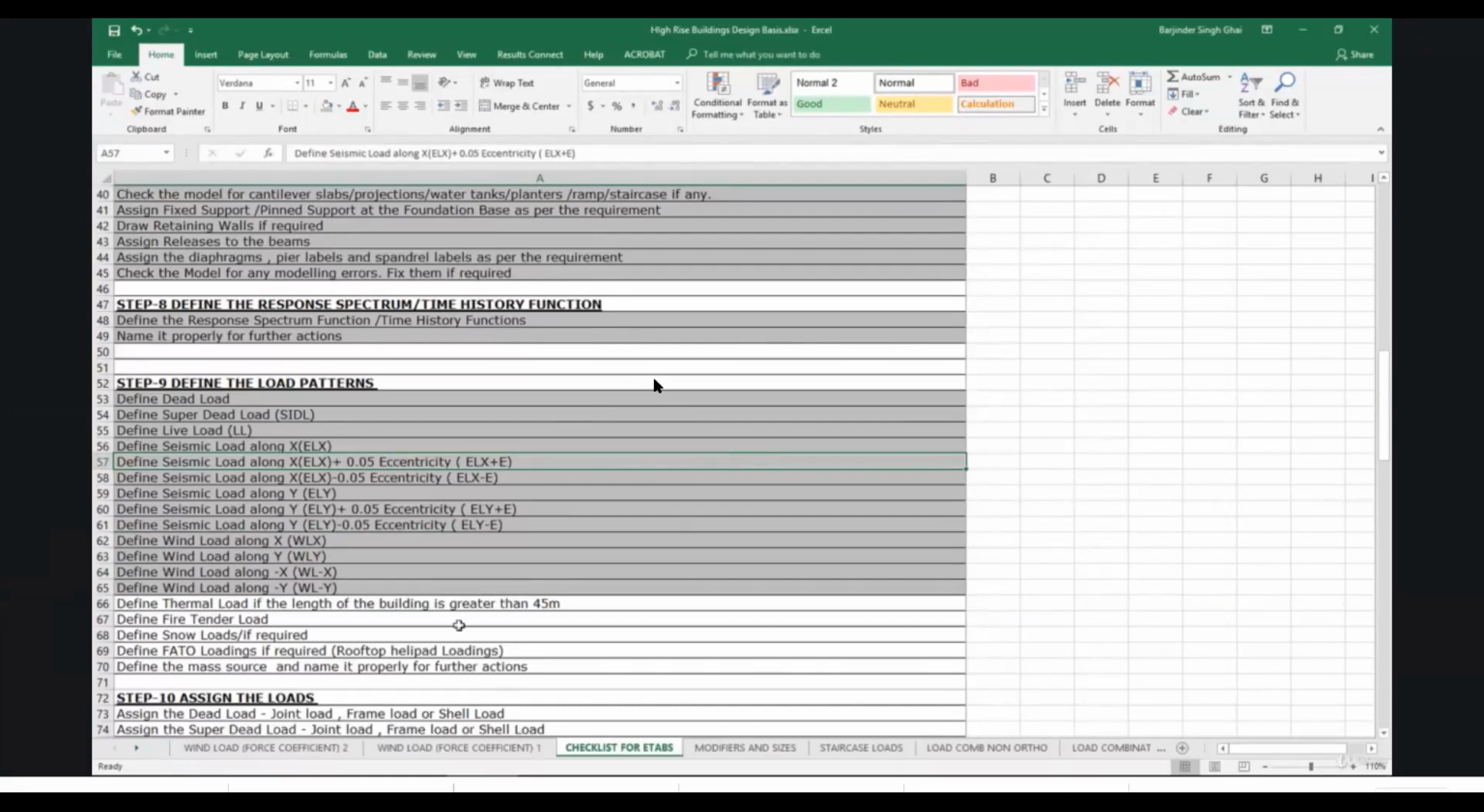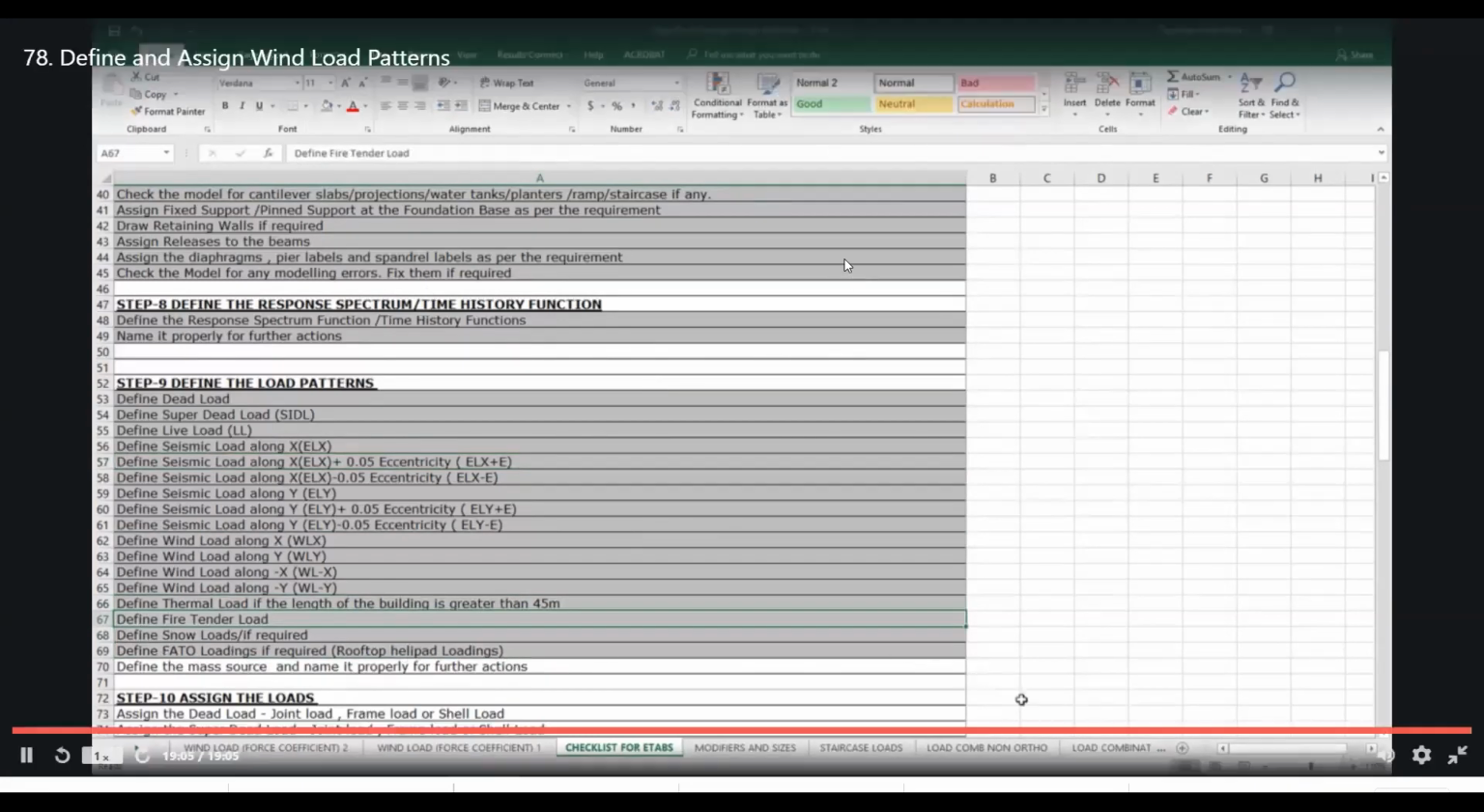After that, thermal load does not need to be calculated as the length of our building is less than 45 meter. Fire tender load, we don't have any non-tower area, so we don't need to calculate all these things. So we can ignore all these checklist. After that, we need to define the mass source, that we will do in the next lecture.